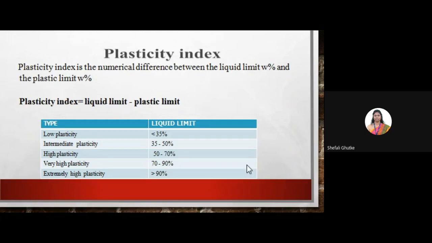This represents the liquid limit for the different types. If the liquid limit is less than 35%, the soil has low plasticity. If it varies between 35 to 50, then intermediate plasticity. If it is 50 to 70, then high plasticity. If it is 70 to 90, then very high plasticity. If it is greater than 90%, then we can say the soil has extremely high plasticity.